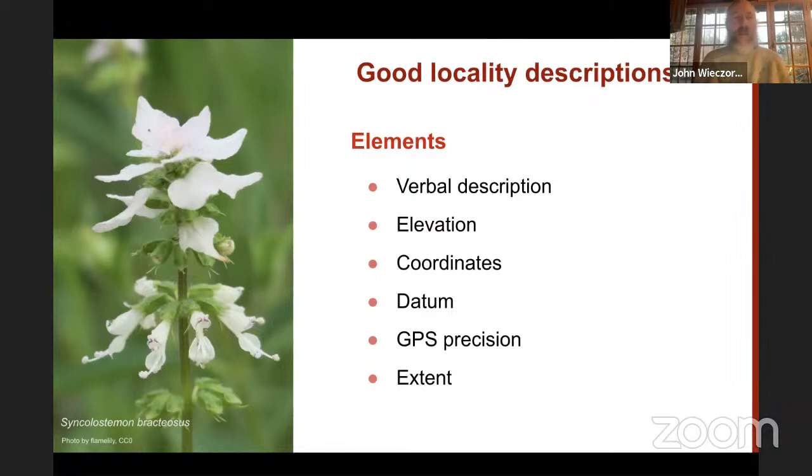Another thing that can come into play if a GPS was used to capture coordinates is the precision with which those coordinates were captured and the accuracy of the GPS at the time that the coordinates were taken. And then finally, another thing that comes into play and is very important is the extent. If you remember Paula's presentation, extent was the area inside of a boundary that describes a place.